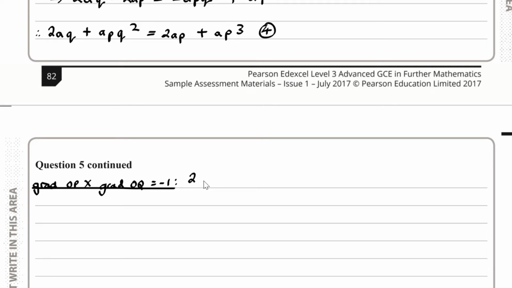So we have the gradient of OP, that's 2ap over ap squared. And then we multiply this by the gradient of OQ, change in y over change in x. We have 2aq over aq squared, and this is equal to minus 1. So if we simplify over here, we have 4 times 1 over p times 1 over q, so we have 4 over pq, so let's just write this down.